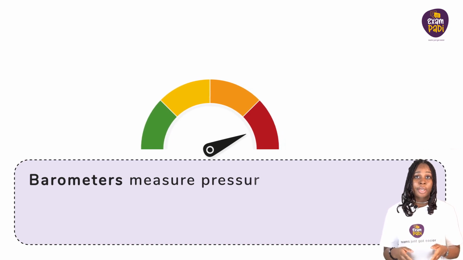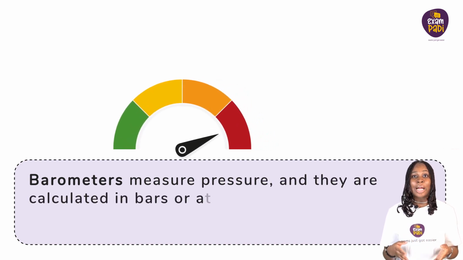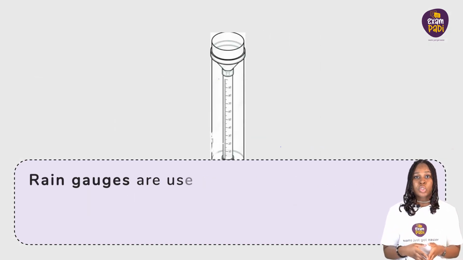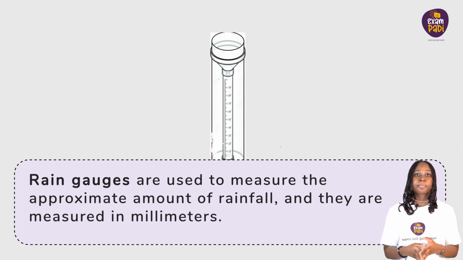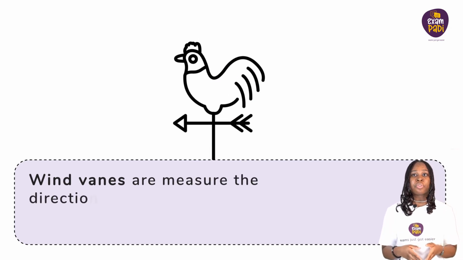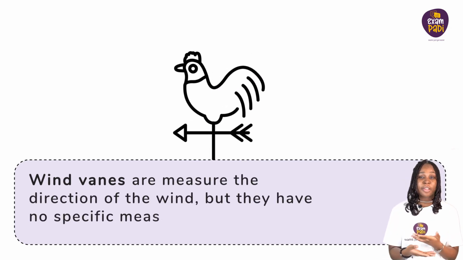Barometers measure pressure, and they are calculated in bars or atmosphere. Rain gauges are used to measure the approximate amount of rainfall, and they are measured in millimeters. Wind vanes measure the direction of the wind, but they have no specific measurements.